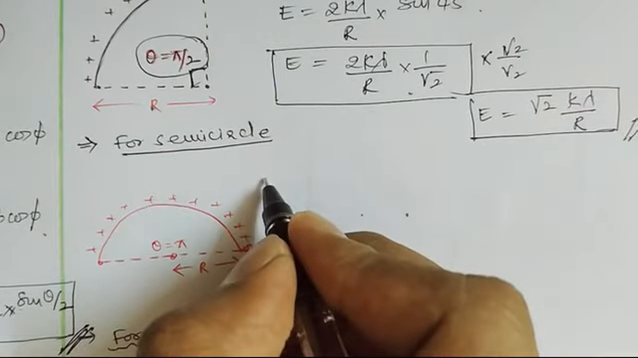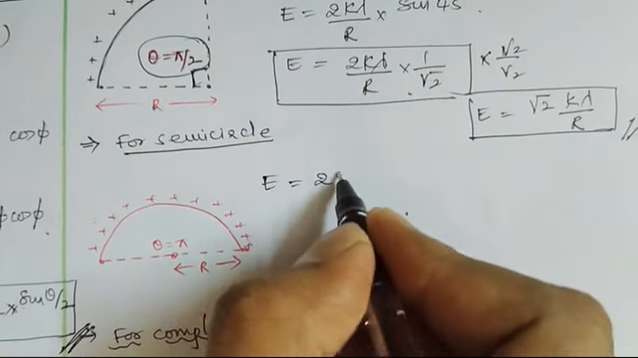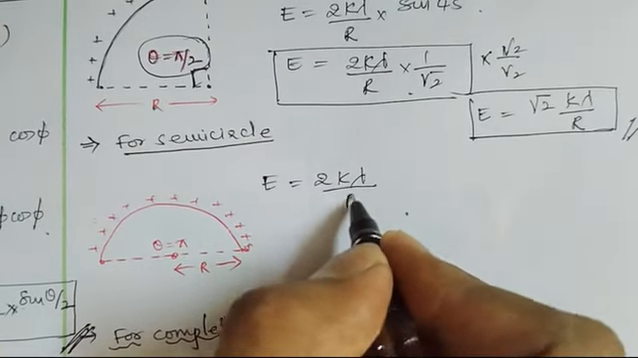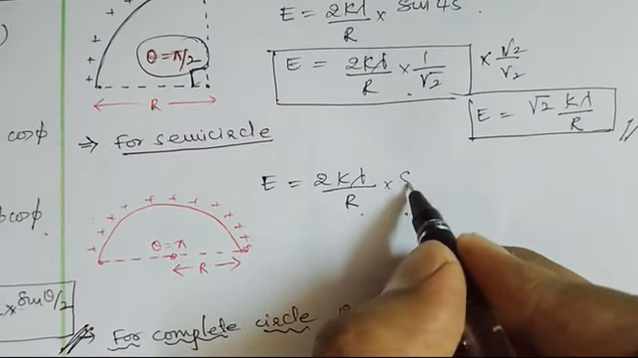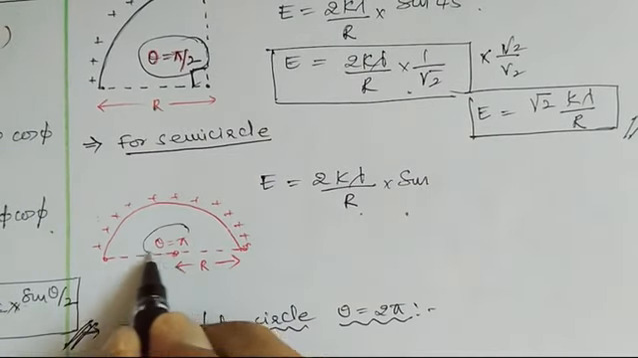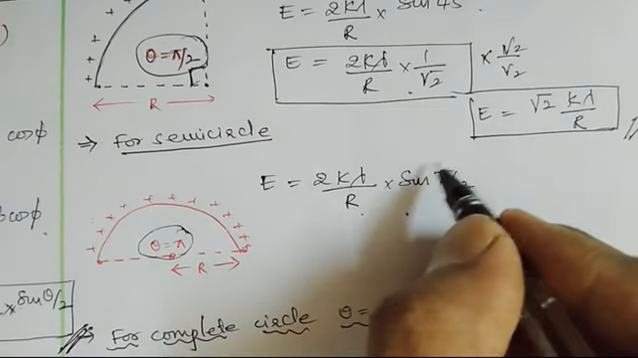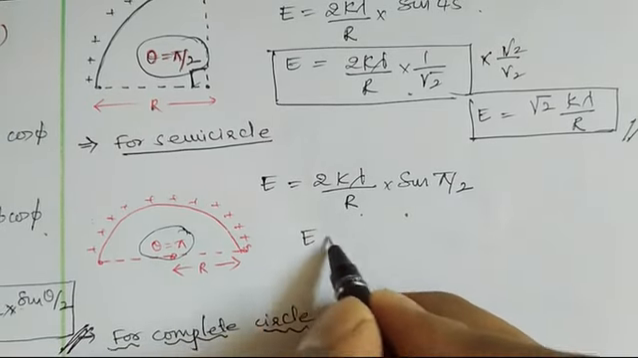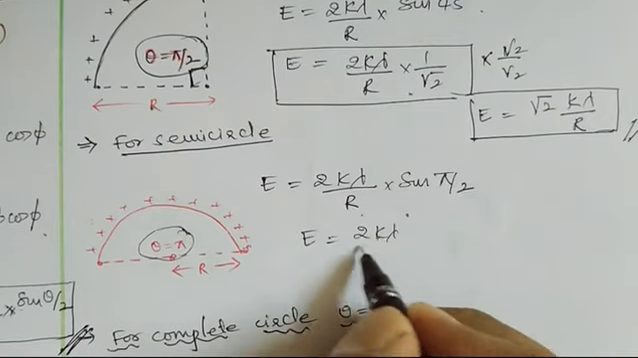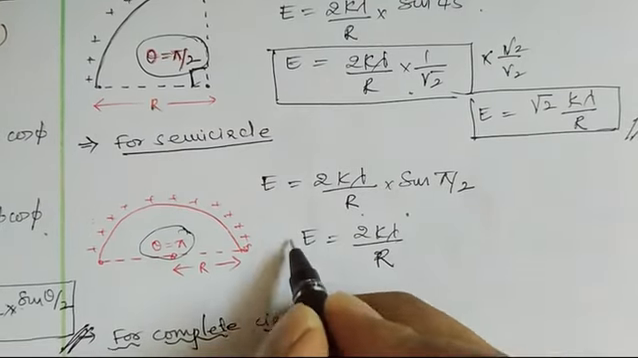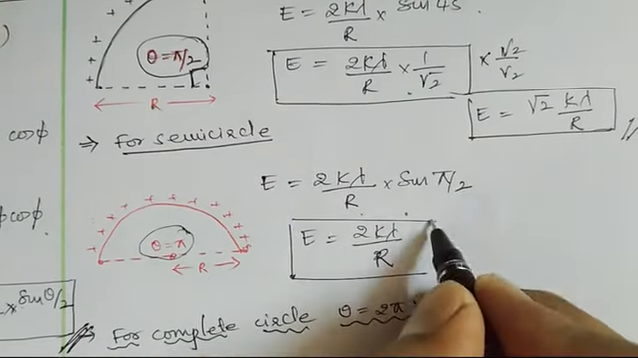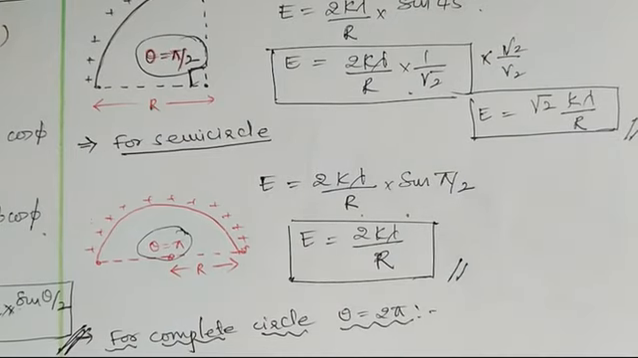See, if you have a semicircle, again E is equal to 2k lambda divided by r. So the angle is how much? Theta is equal to pi. So now pi by 2, that is 90 degrees. So it will be equal to 2k lambda divided by r, since sine 90 is equal to 1.